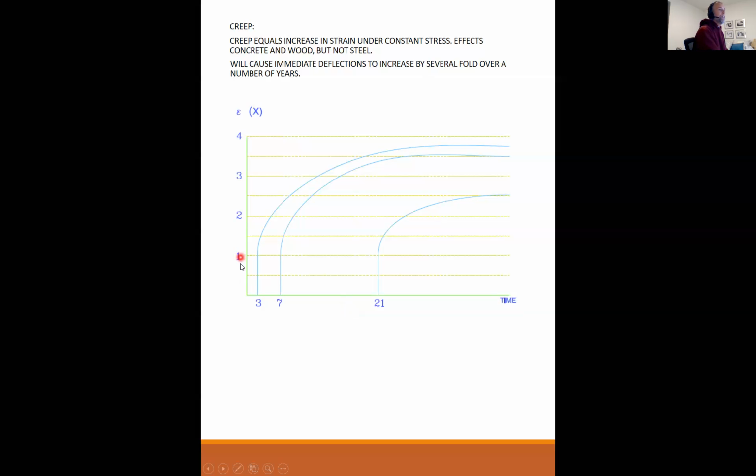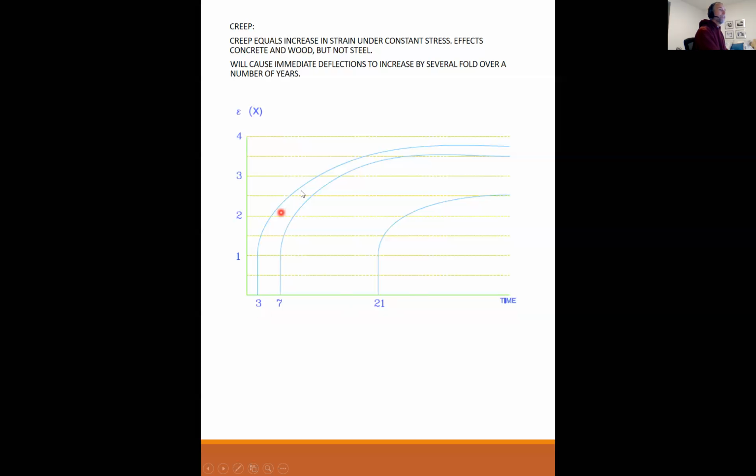And what this is showing is as time progresses, the strain in that concrete keeps growing. It immediately went to 1, but when I loaded it at only 3 days old, it immediately starts gaining more strain. It doubles in a few days, triples in a couple of weeks, and it keeps going until it basically levels off to a plateau.